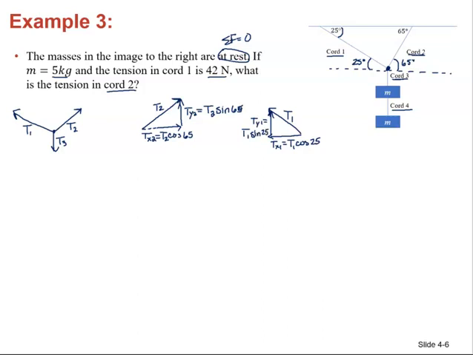So now let's go for our knowns. What do we know? Well, we know the masses are 5 kilograms. We know that T1 is 42 newtons. We, of course, know g is 10 meters per second squared. And that's really it. What are we looking for? We are looking for T2.